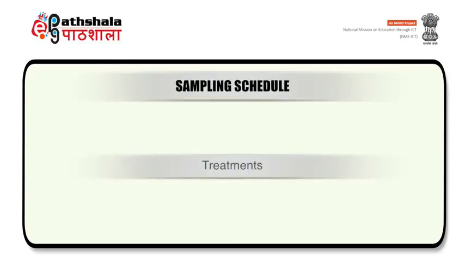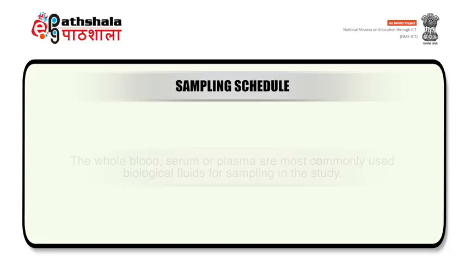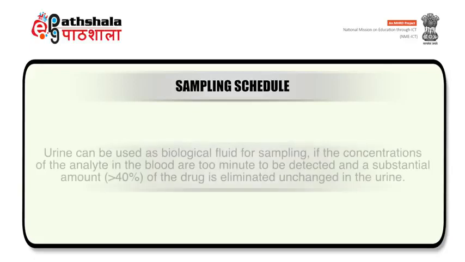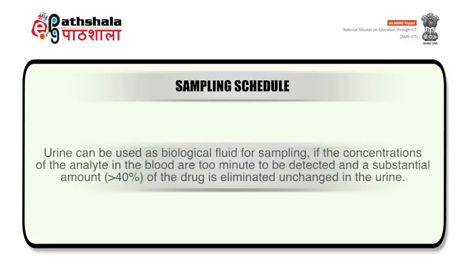The next step involved in the bioavailability bioequivalence testing is the sampling schedule. Whole blood, serum or plasma are the most commonly used biological fluids for sampling in the study. Urine can also be used as a biological fluid for sampling, provided the concentrations of the analyte in the blood are too minute to be detected and a substantial amount of the drug is eliminated unchanged in the urine.